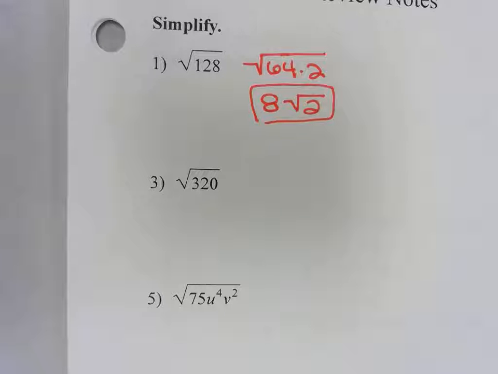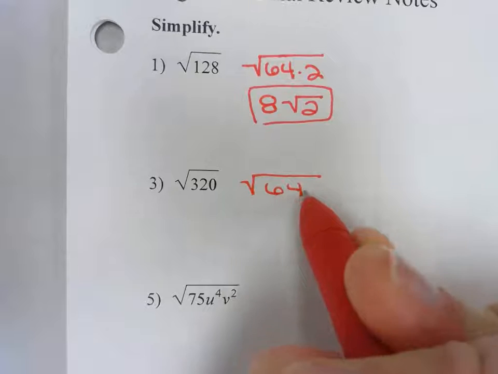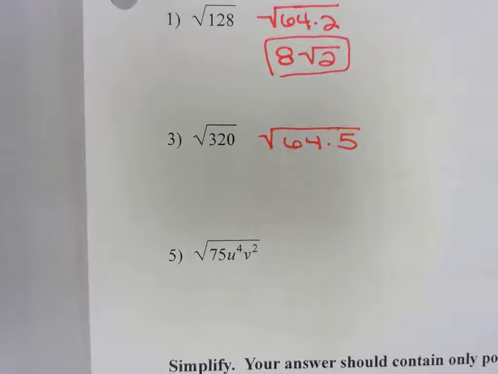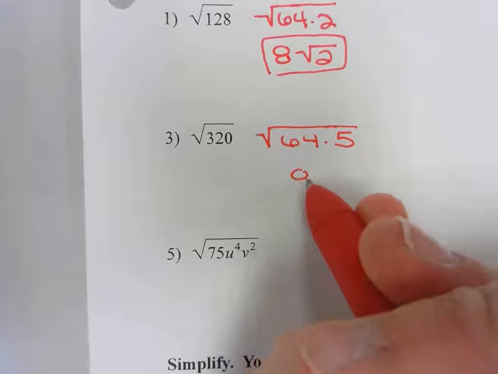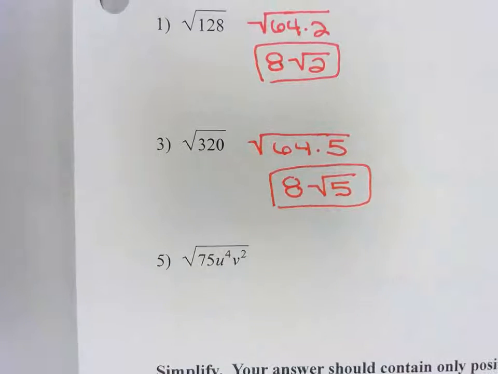Okay, let's try 320. As I look at 320, what is the biggest perfect square that goes into 320? I don't know off the top of my head, so I'm just going to take 320 and start dividing it by things. By perfect squares. Is it 64 again? So 320 is the square root of 64 times 5. Square root of 64 is what? 8. So this is going to be 8 out front, square root of 5. Good.